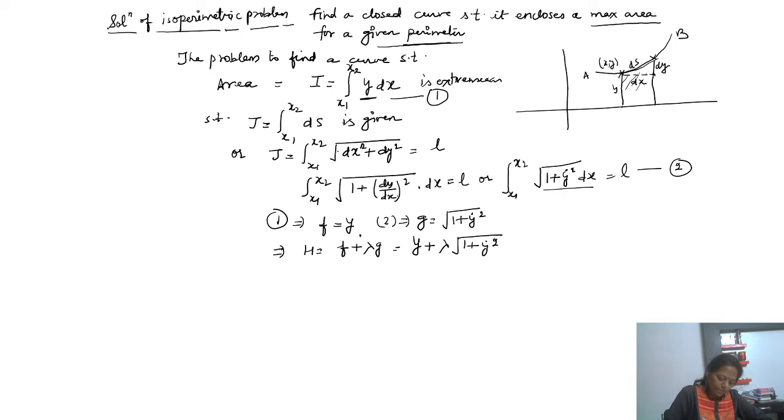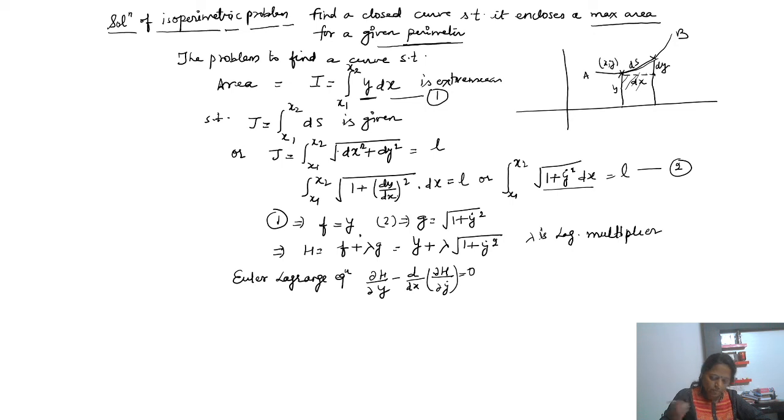Now we'll write the equation. Now the Euler-Lagrange equation for the multiplier. You have taken the multiplier, lambda is the Lagrange multiplier. So the Euler-Lagrange equation becomes: delta h delta y minus d/dx of delta h delta y dot is equal to 0. But you know that this f plus lambda g is free from x. So you can write the Beltrami condition, or you can take this one. It is up to you.